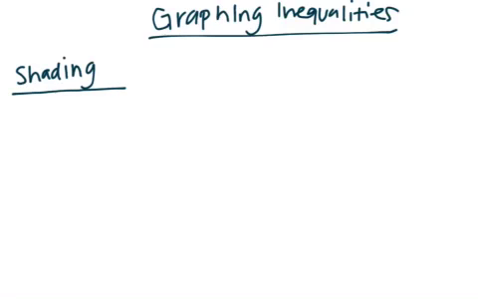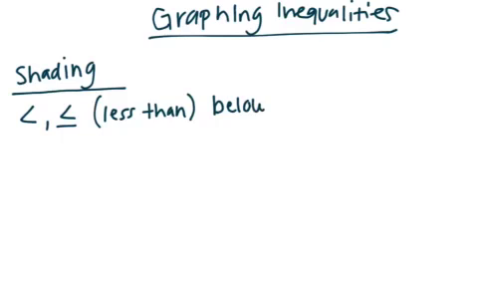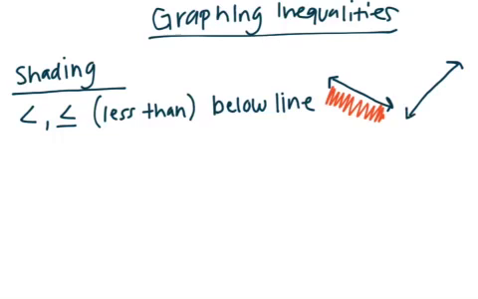Okay, anytime we have the less than sign, or the less than or equal to, we are going to be doing our shading below our line. So if we had a line like this, our shading would come below that line, underneath the line. Or if we had a line going up like this, below would be on this side of the line.